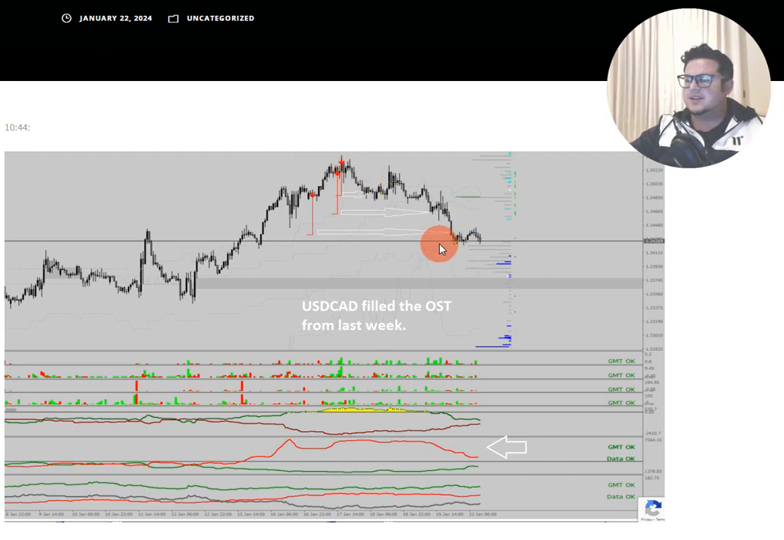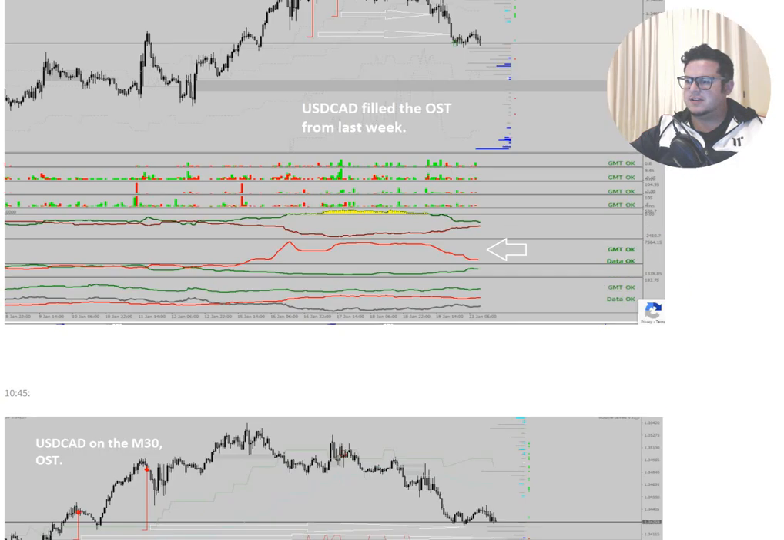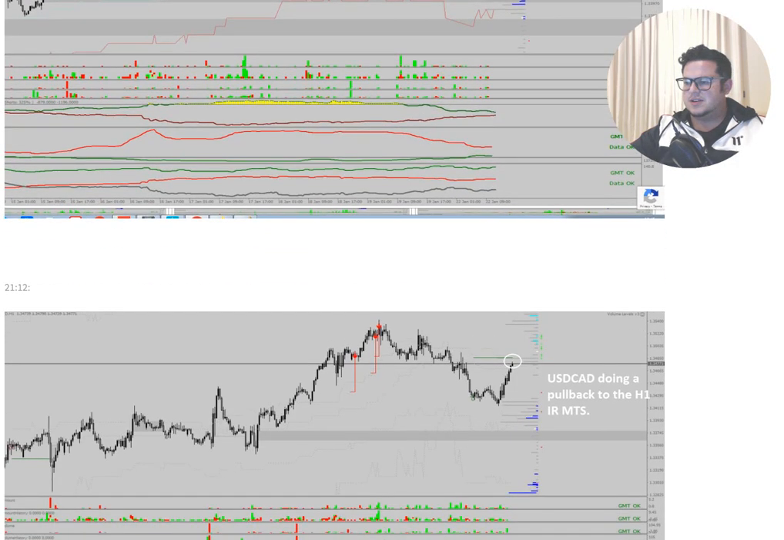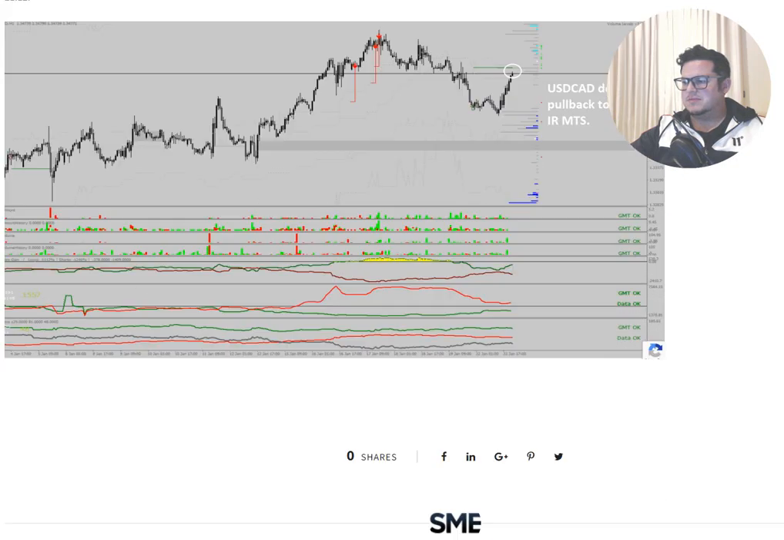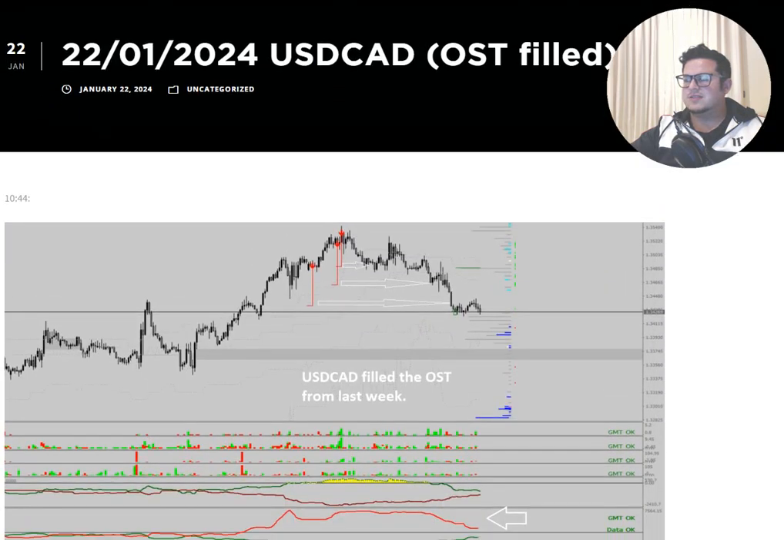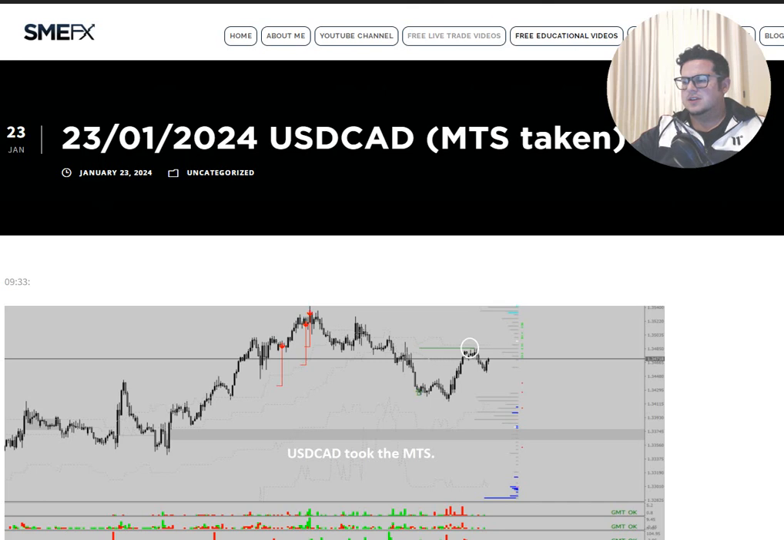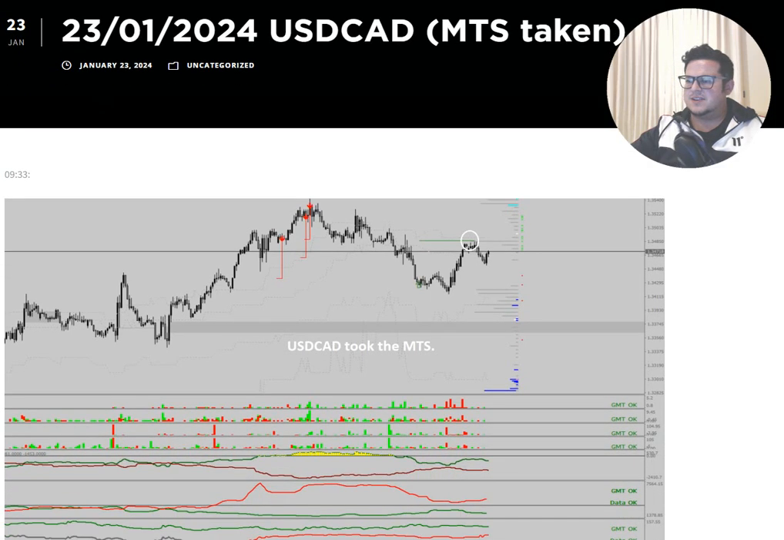But still, you see eventually the smart money got there. It's not in a rush. It filled all the option strike targets, boom. And exactly when it took that one, it did the pullback to the MTS. So you need to understand these things in order to trade them. Not difficult. These are easy setups.